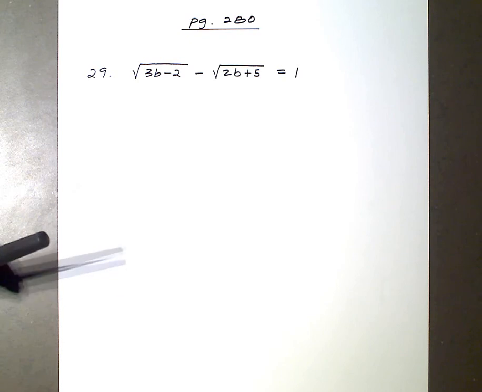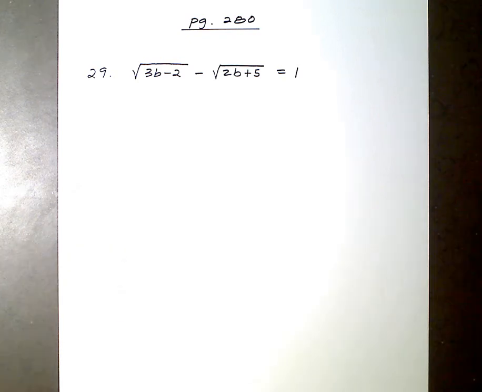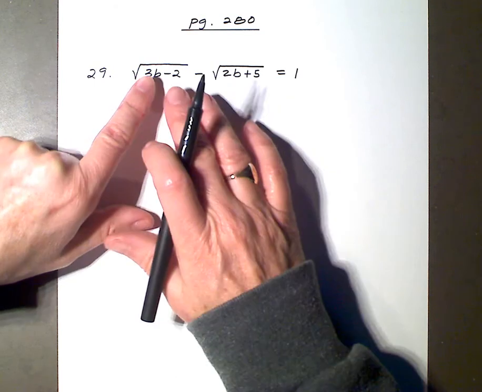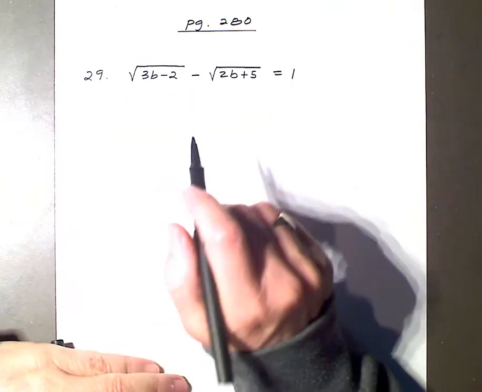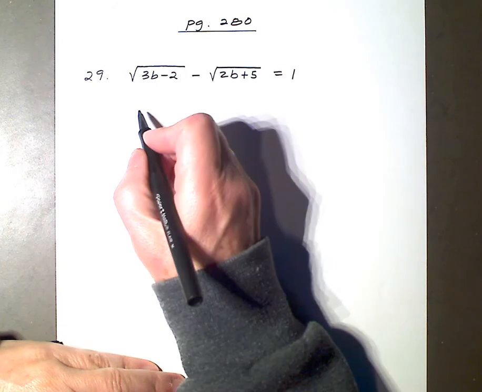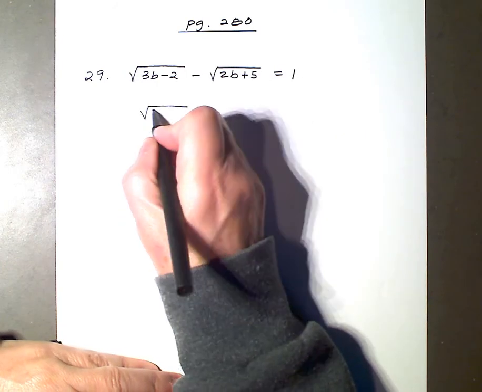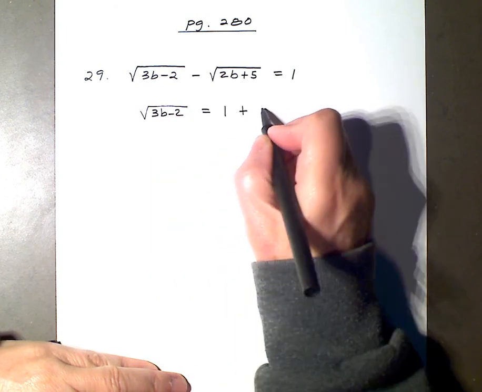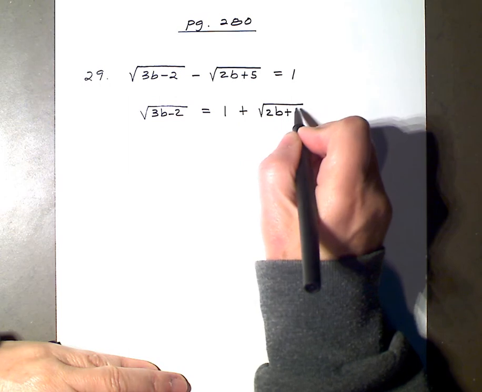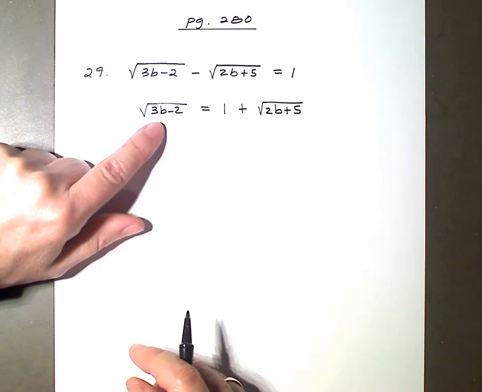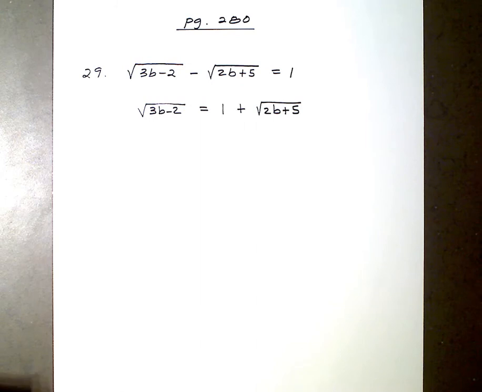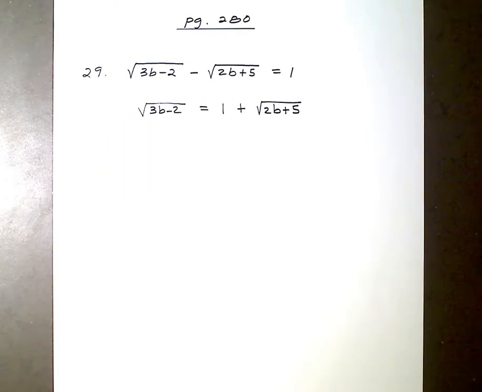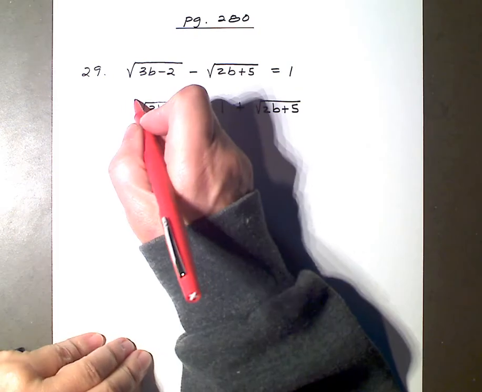it just takes more algebra, more steps. So I decide, this is positive on the left hand side, I'm going to leave it and isolate this expression first. So I'm going to add the square root of 2b plus 5 to both sides. Okay, now in an effort to get the 3b minus 2 out of the radical on the left, I'm going to, because this is the square root of that, I'm going to square it to get the 3b minus 2 out from under the radical.